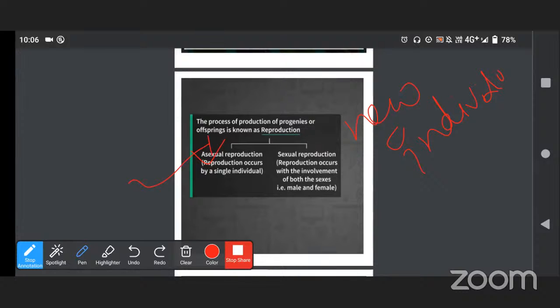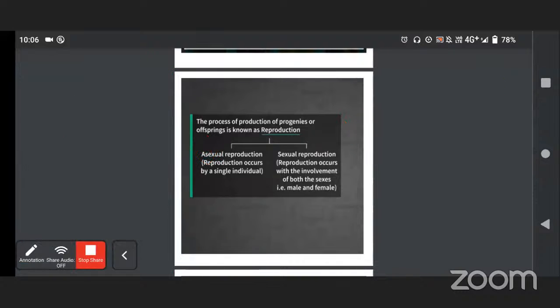Now, example. Example, amoeba. I think all of you know amoeba. It is a unicellular organism, so it will grow by asexual reproduction. There are 6 methods of asexual reproduction. Okay, I will discuss them one by one.